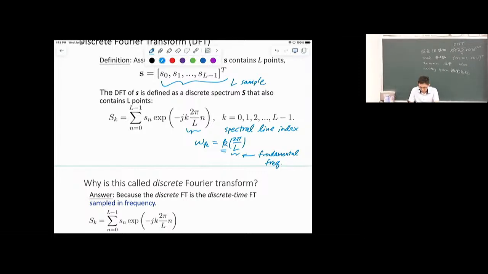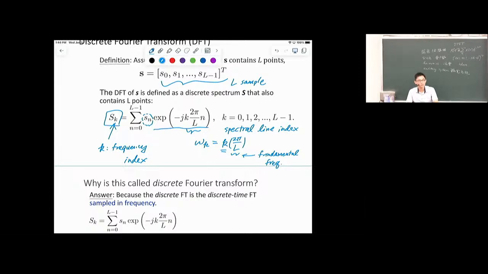We have a signal in the time domain right here, and we multiply it with a complex exponential so as to project the signal onto the frequency domain. This is a projection again. And the result is a spectral line at K, where K is the frequency index. Okay, so that's the definition. So far, so good?